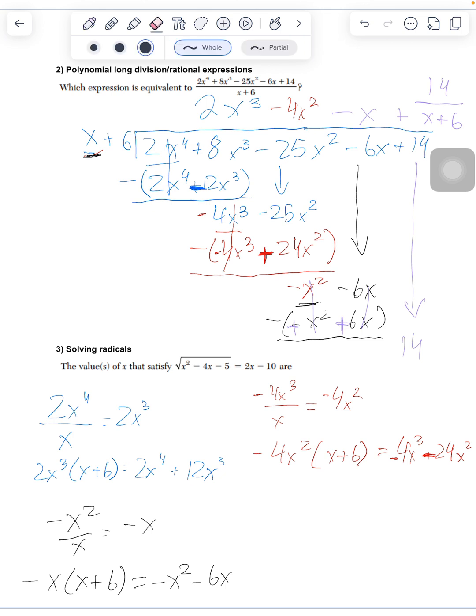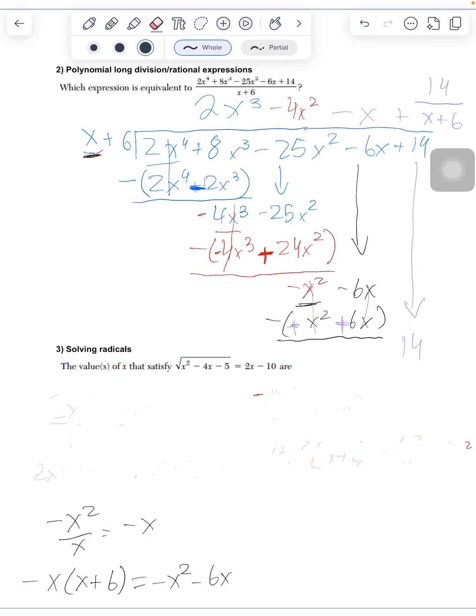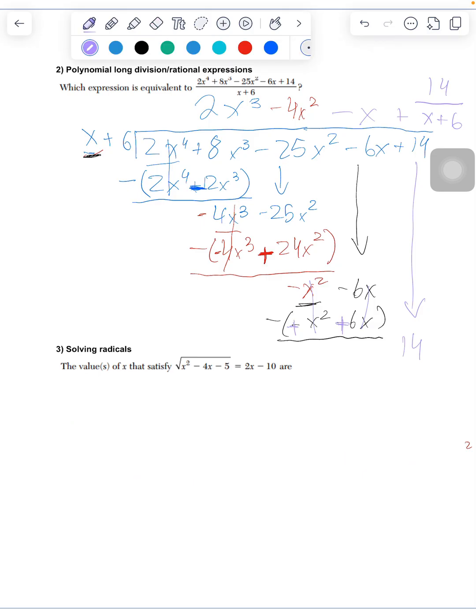So if you got that, good job right there. Let's move on to the next problem. This is a solving radical problem. So we've been doing a lot of quadratics lately, and this is what it's going to lend itself into, all right.